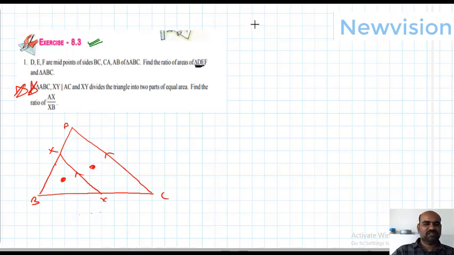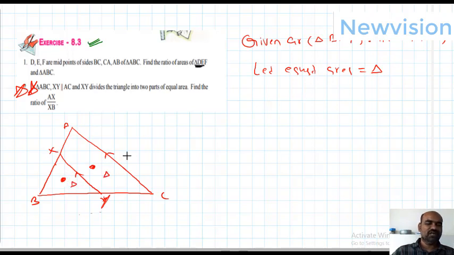Okay, I will write steps now. First of all, given: area of triangle BXY equal to area of trapezium XYCA. Let each area be delta, so the total triangle area is 2 delta.